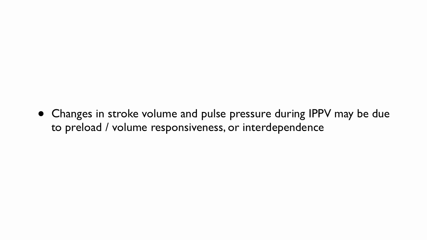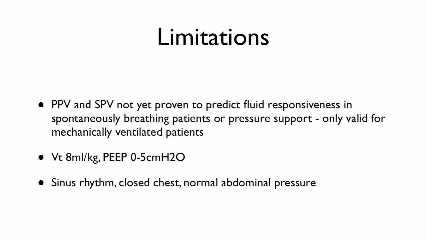The slightly confounding thing, if you think back through the things that we've talked about here, is that changes in the stroke volume and the pulse pressure during positive pressure ventilation may either be due to volume responsiveness, or potentially could be due to interdependence and the cardio-respiratory interactions. And certainly with any patient, if you crank up the PEEP and the tidal volume far enough, then you're going to generate the problem of the interdependence, and you'll create these respiratory fluctuations.